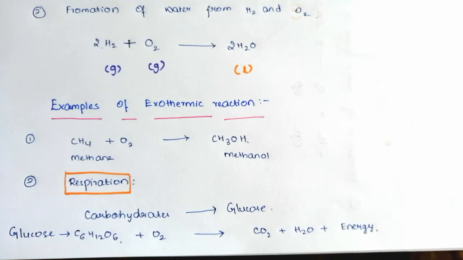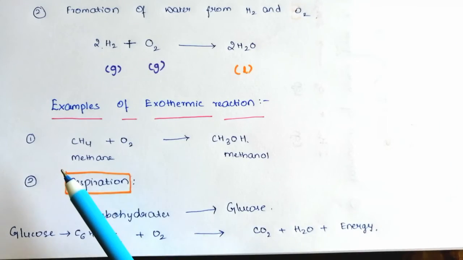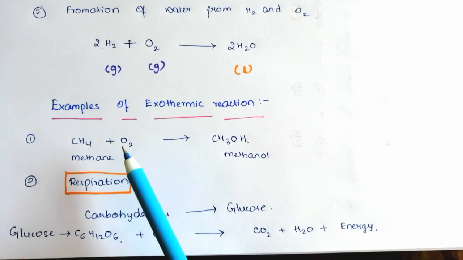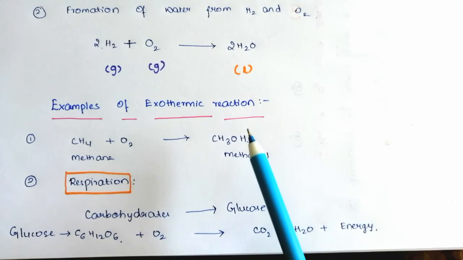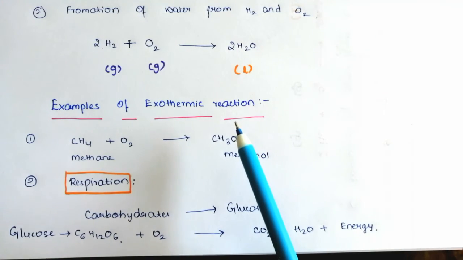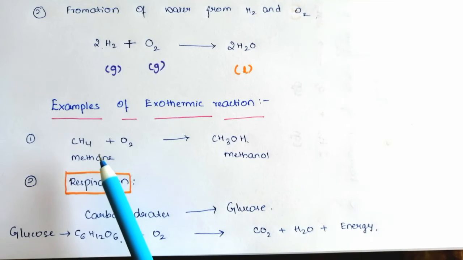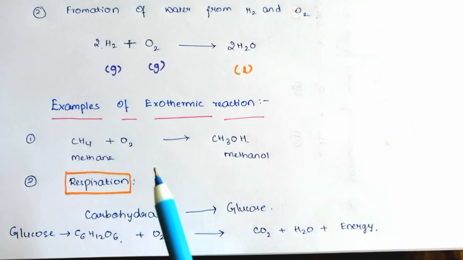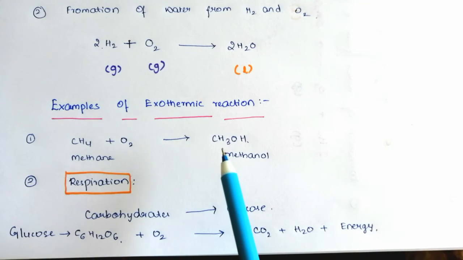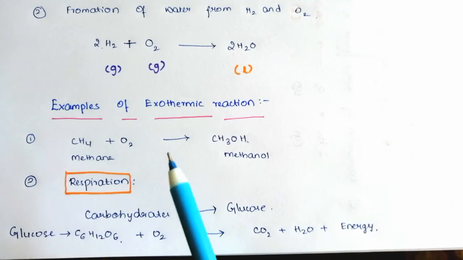A few more examples of exothermic reactions are burning of natural gas, that is methane. When we burn methane, it reacts with oxygen present in air to form carbon dioxide and water. Whatever you burn in air, oxygen reacts with it. This is also one more example of combination reaction, and heat is evolved in this, so it is an exothermic reaction.